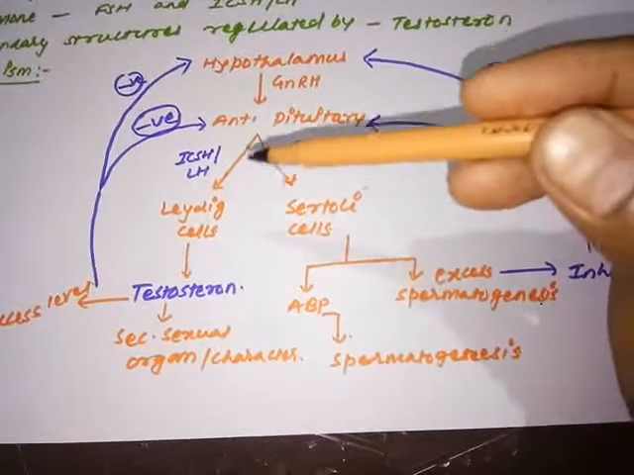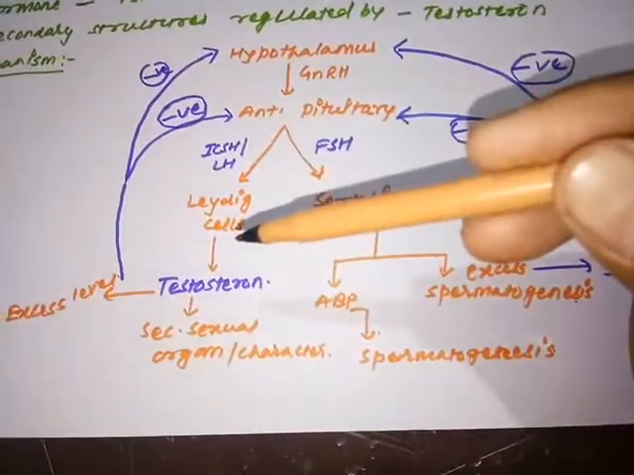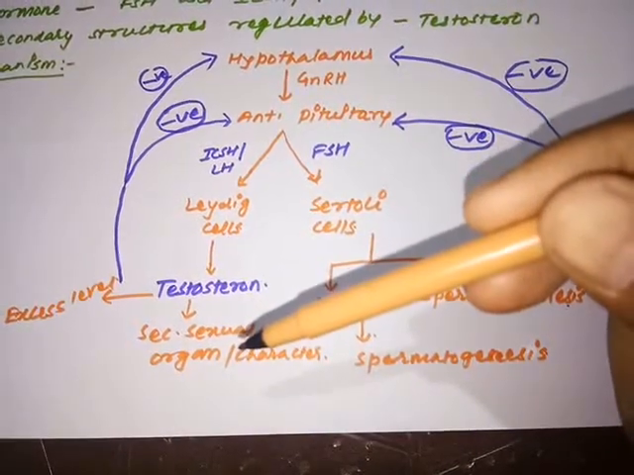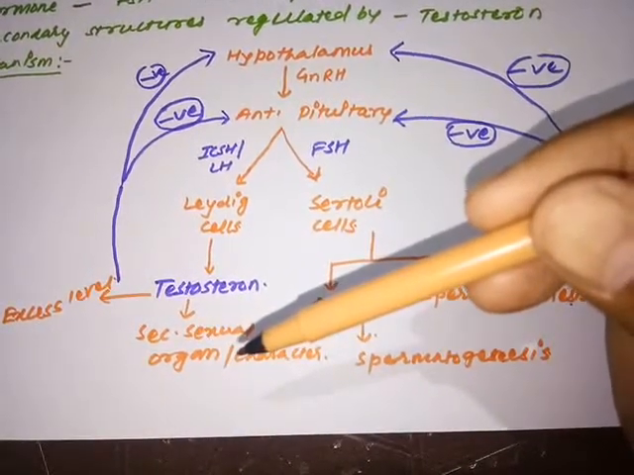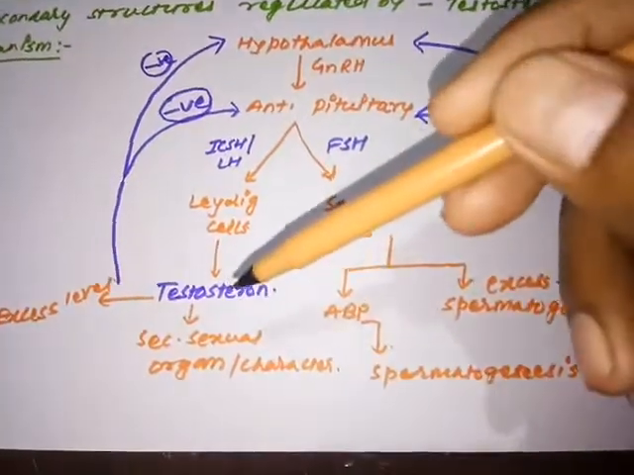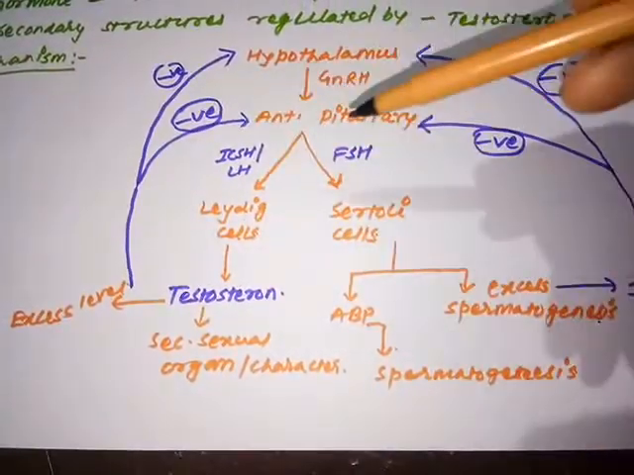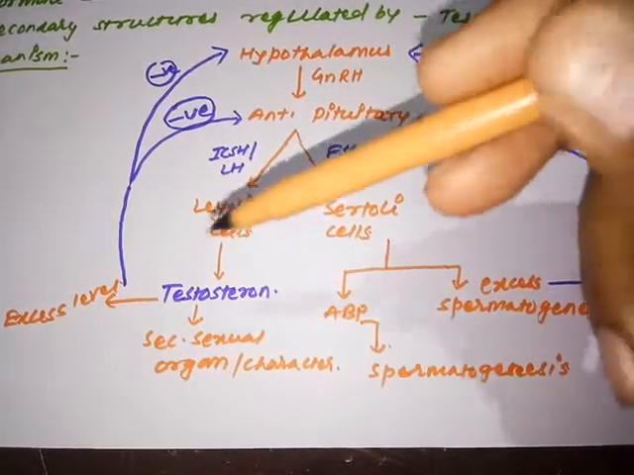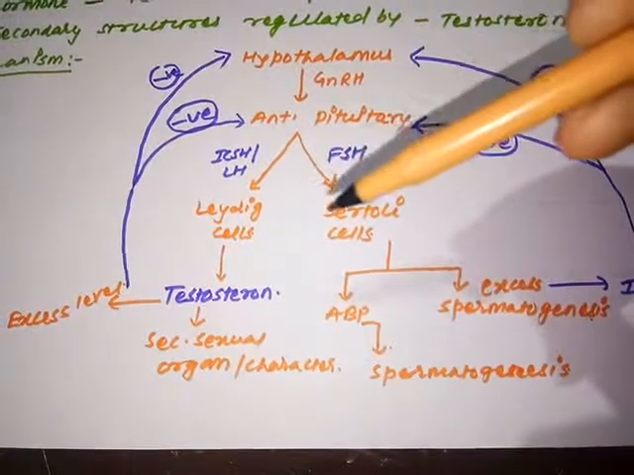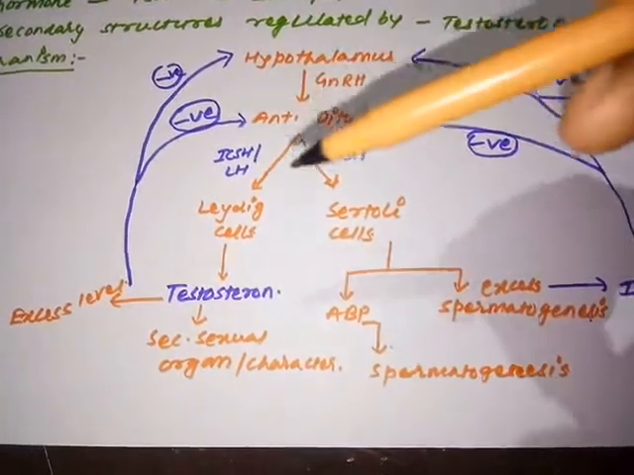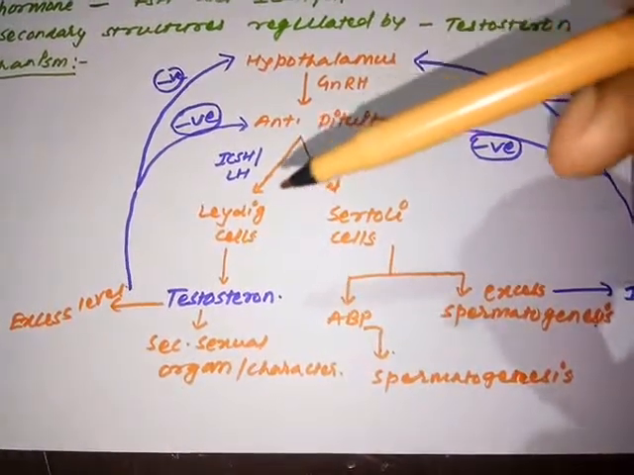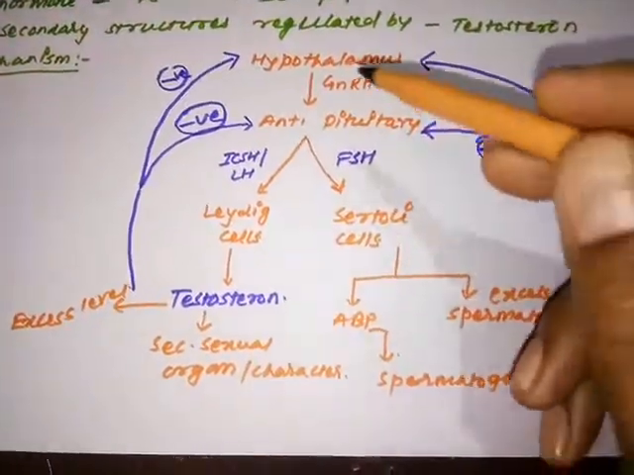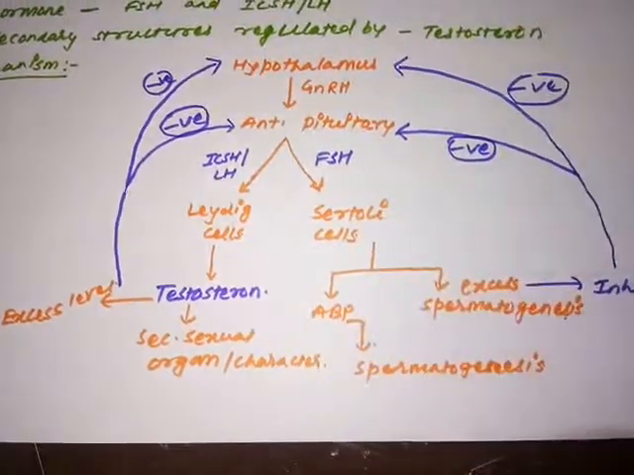Secondly, here also the ICSH will work on the Leydig cell. The Leydig cell will start releasing testosterone. Testosterone will work on the secondary sexual characters and the secondary sexual structures. When it reaches the maximum level, it will attack back to the hypothalamus, stop GnRH, and the anterior pituitary will not release ICSH, or it may directly work on the anterior pituitary. In terms of that also, the ICSH cannot be released and the process will get stopped. So this is the positive and negative feedback mechanism, the positive and negative control of the male reproductive system.